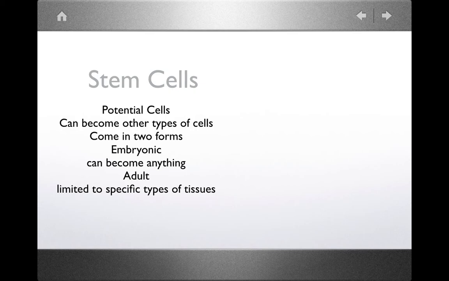These are all examples of adult stem cells. They can become one or two, or maybe even a few different kinds of cells. And they are useful if someone needs a bone marrow transplant. We only have to give them bone marrow stem cells, and we can replace all of their blood. That's one example of how we use stem cells to treat diseases.